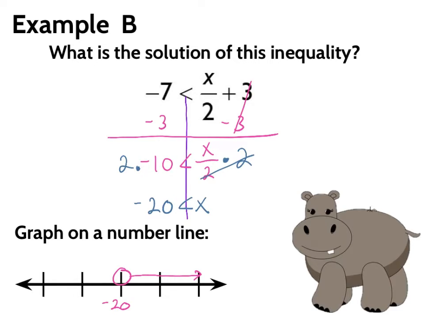Remember, the answer is not just negative 20. The answer is the whole thing. X is greater than negative 20. It's not an equation. There's not just one answer. There are multiple answers, and we need to make sure that we write out the entire solution in order to get the answer correct. Now let's take a look at example C.